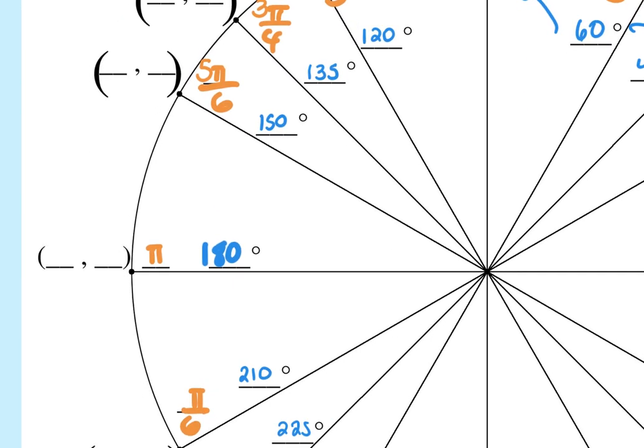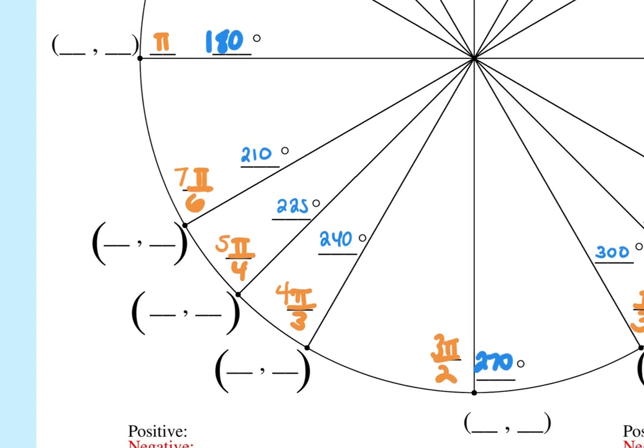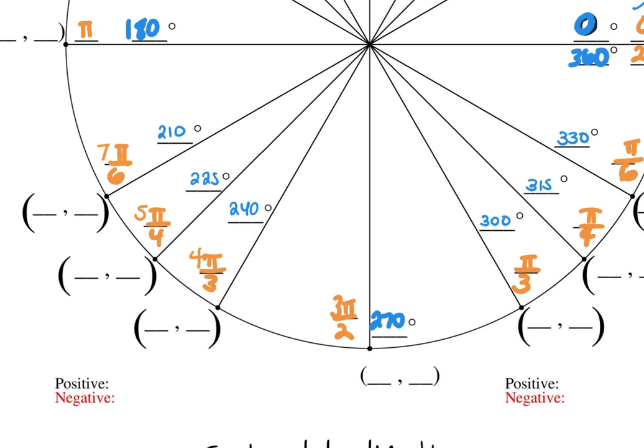Third quadrant is 1 more than your denominator. So 7 pi over 6, 5 pi over 4, 4 pi over 3. 1 more. And that would fall bigger than 1, but less than 1.5. Like 7/6 would be 1 1/6, 5/4 is 1 1/4, 4/3 is 1 1/3. All in between 1 and 1.5.